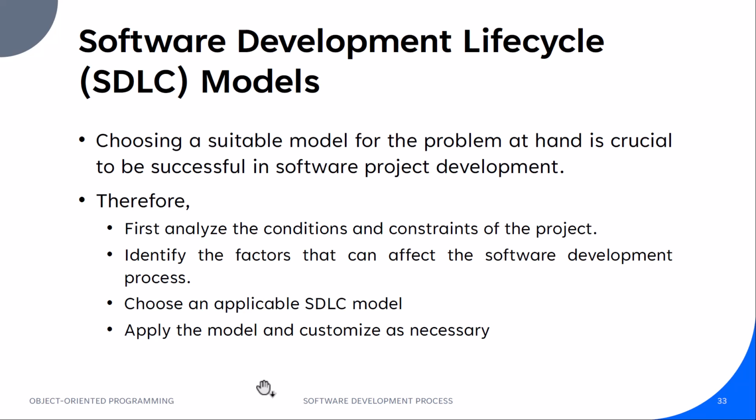There are various models that are more suitable to certain conditions. If the model the team chooses is not appropriate or applicable to those conditions, then the team may face certain difficulties. And even sometimes the team may face failure due to not choosing the correct or the most applicable model for that particular problem at hand. Therefore, choosing the right software development lifecycle model is crucial in achieving success in software projects.